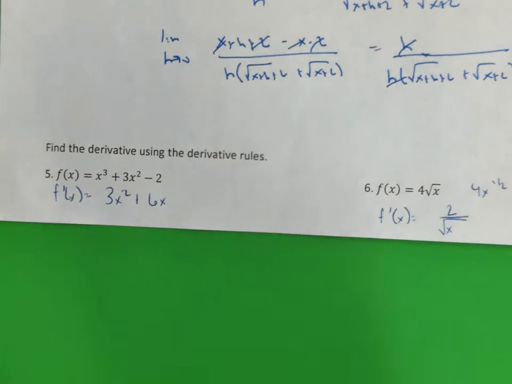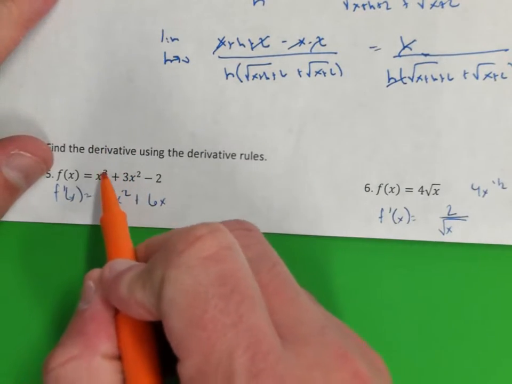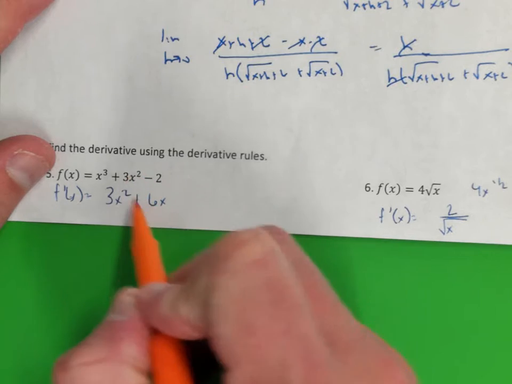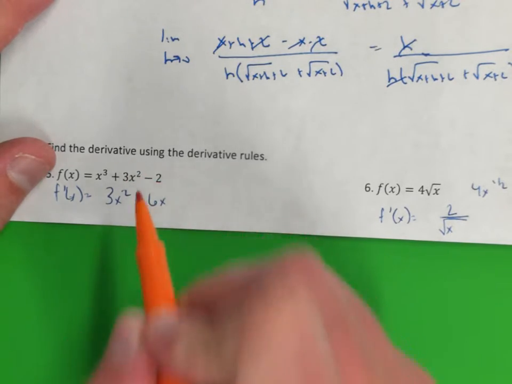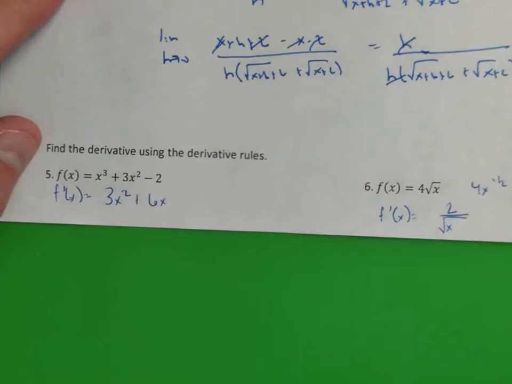Alright. Bring the 3 down. 3 times 1 is 3. 3 minus 1 is 2. 2 times 3 is 6. 2 minus 1 is 1. The derivative of negative 2 is 0. We did good on that one.